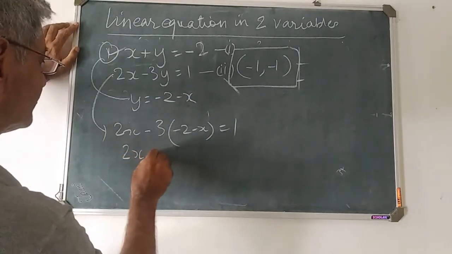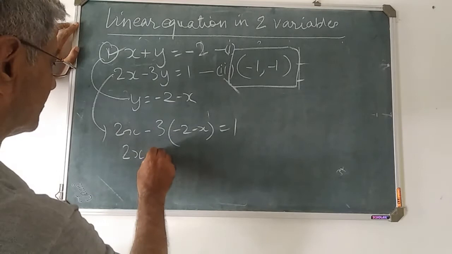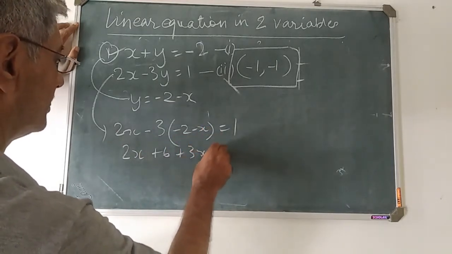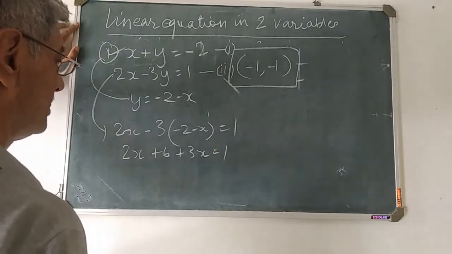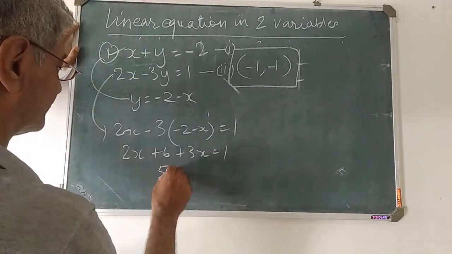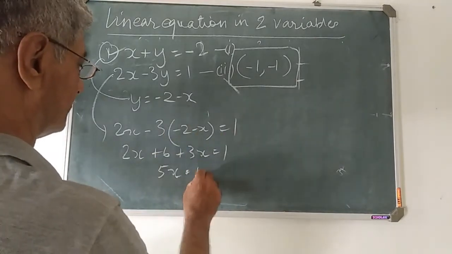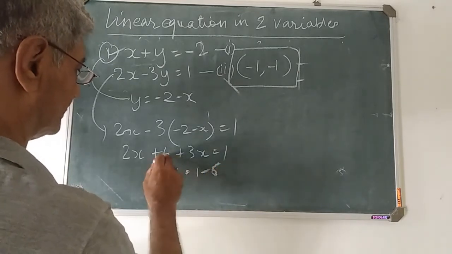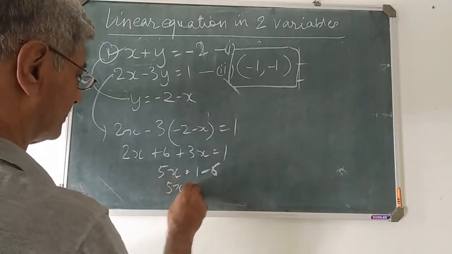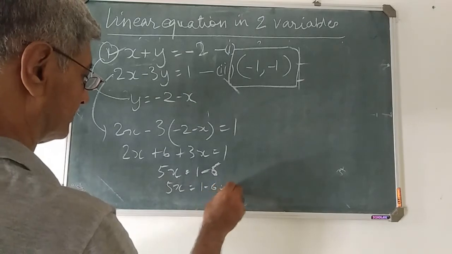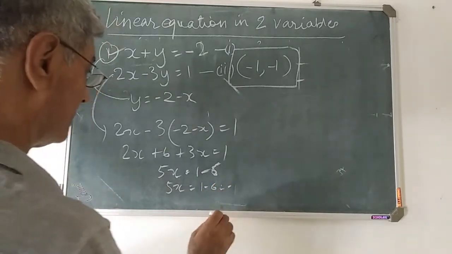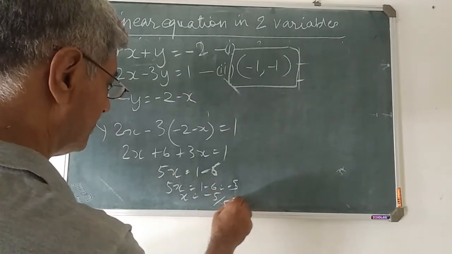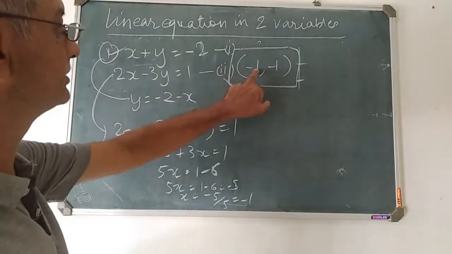So you'll have 2x minus 3 into minus 2 is plus 6, minus 3 into minus x is plus 3x is equal to 1. 3x and 2x, 5x is equal to, this goes here, it will be 1 minus 6, sorry, 6 will go here. So 5x is equal to 1 minus 6, which is equal to minus 5. So x is equal to minus 5 upon 5, which is equal to minus 1. We already got this answer now.